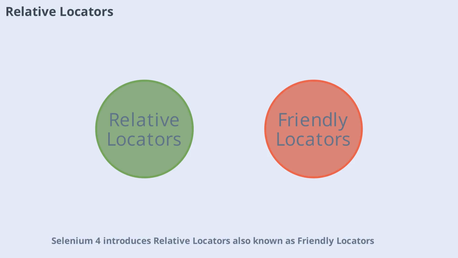Selenium 4 introduces relative locators, also known as friendly locators. These allow you to find elements based on their position relative to other known elements, using methods like above, below, toLeftOf, toRightOf, and near. This feature simplifies element selection in complex layouts.